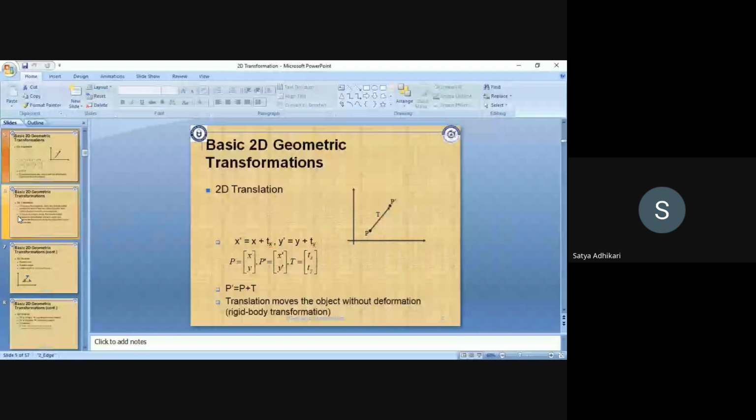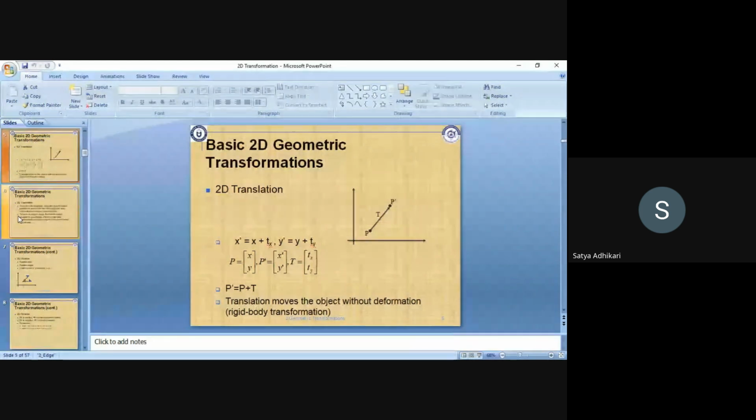In matrix form you can write P dash equal to P plus T. P is the matrix X Y, T is the matrix Tx Ty. So if we add P plus T, we will get P dash. That is X dash is equal to X plus Tx and Y dash is equal to Y plus Ty.